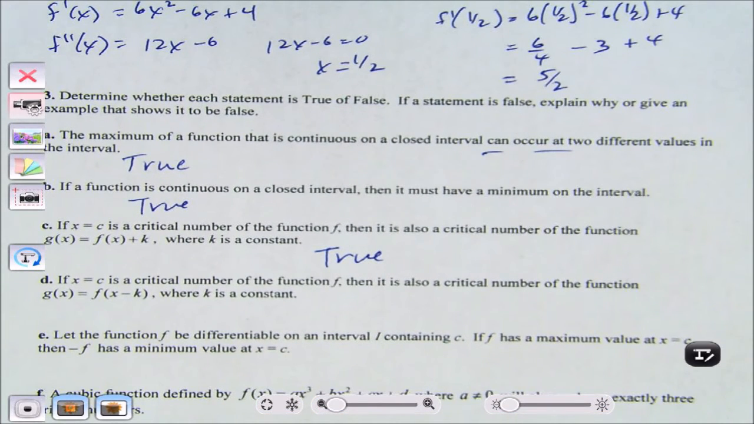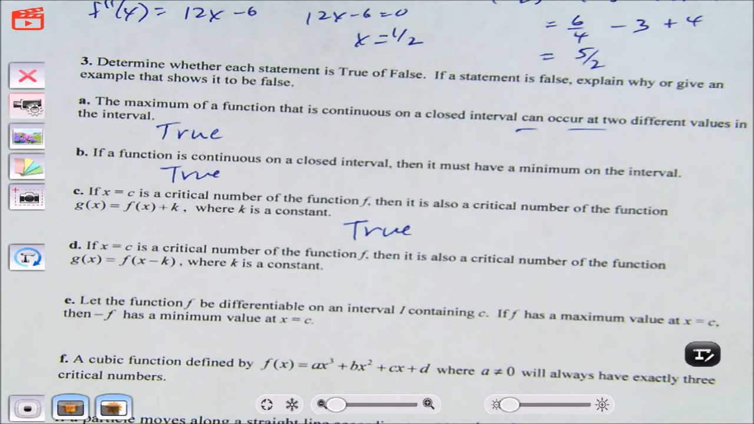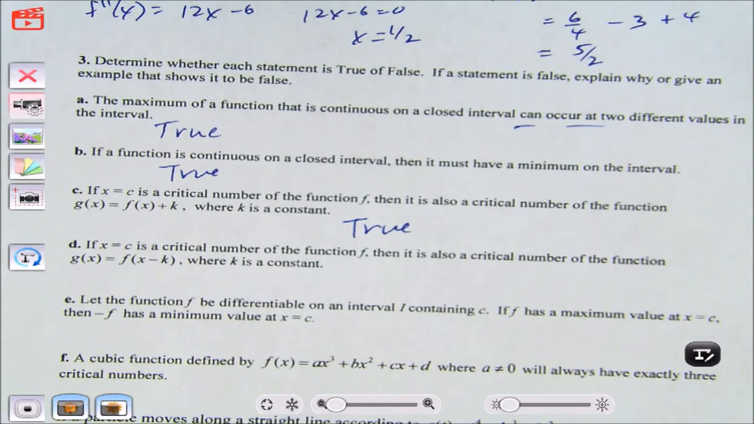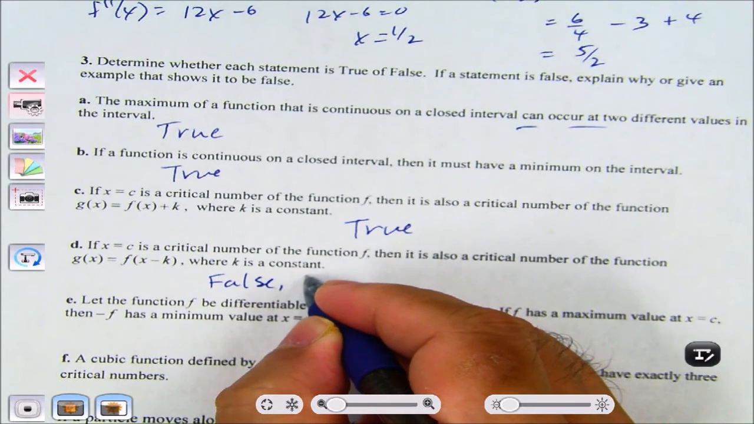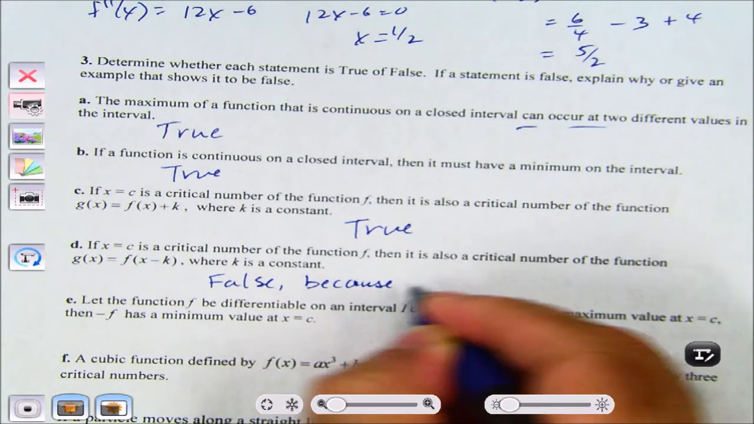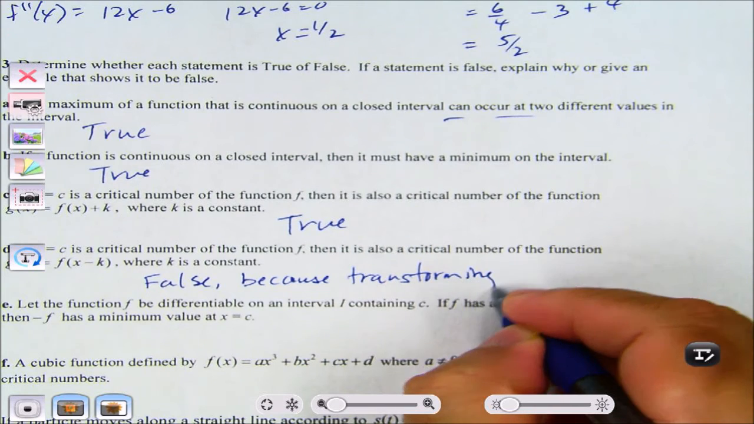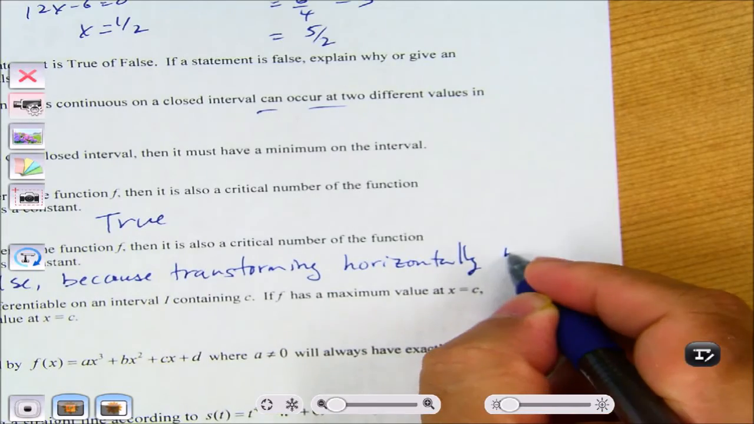If x equals c is a critical number of the function f, then it's also a critical number of g of x, which is equal to f of x minus k, where k is a constant. What about that one? No, that's a no. Because this is a transformation to the right or the left, right? This moved it left to right, so the critical number has to move too. So this is false, because transforming horizontally by k.